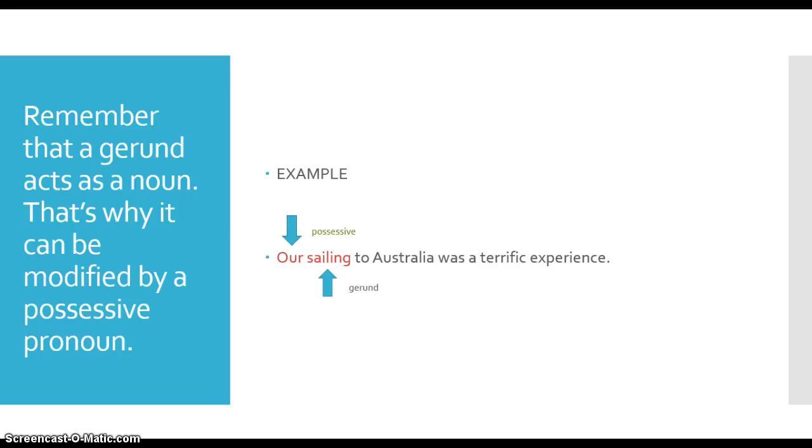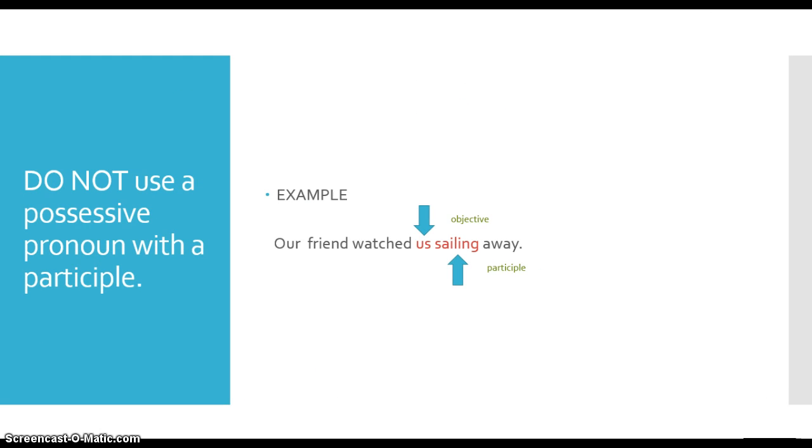So look at the example. Our sailing to Australia was a terrific experience. Sailing is a gerund. Our modifies it. Our is a possessive pronoun. So sometimes possessive pronouns can modify gerunds, so that's important to remember.